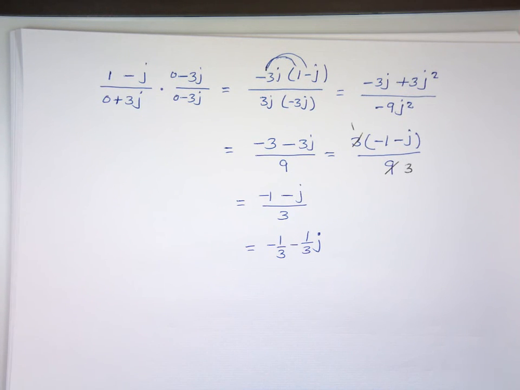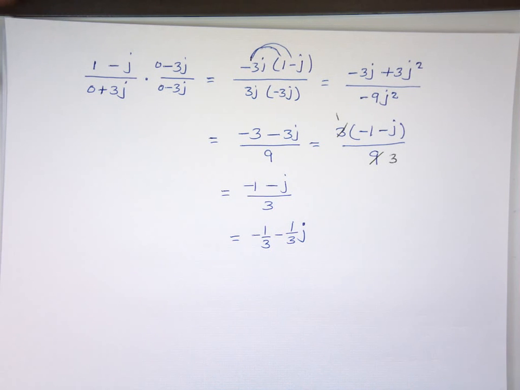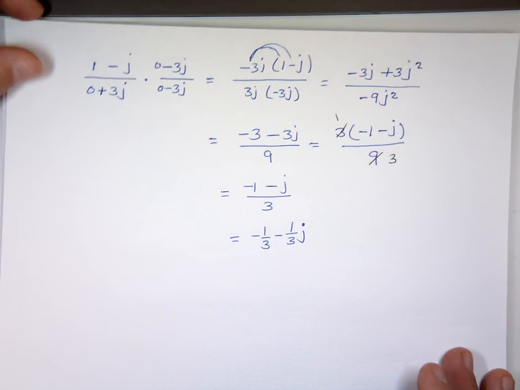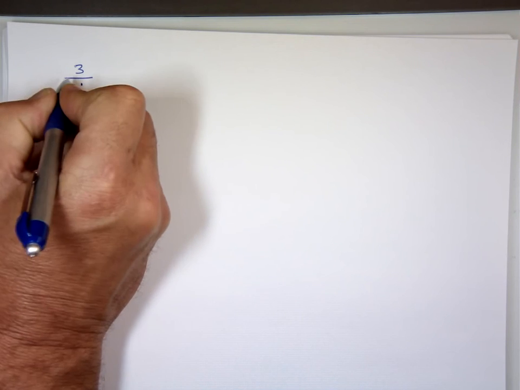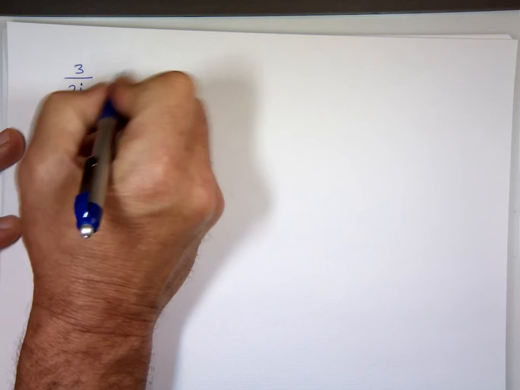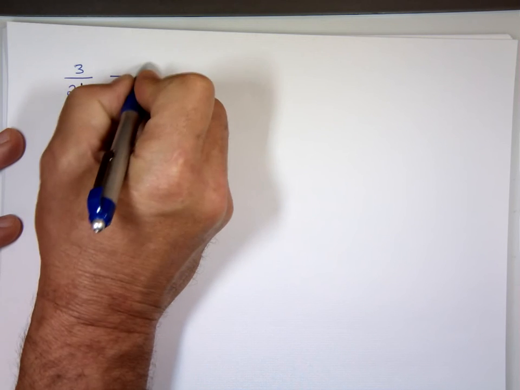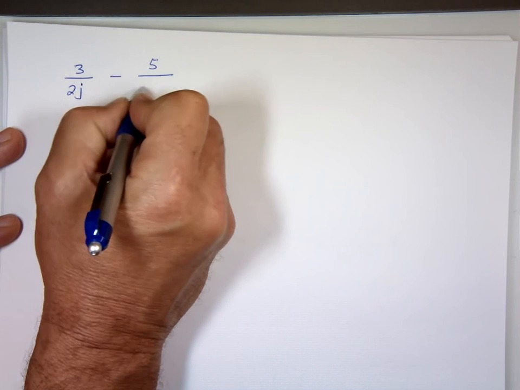I'll add one more example, then we're out of this section. What about if we have a problem that looks like this? 3 over 2j minus 5 over j minus 6.